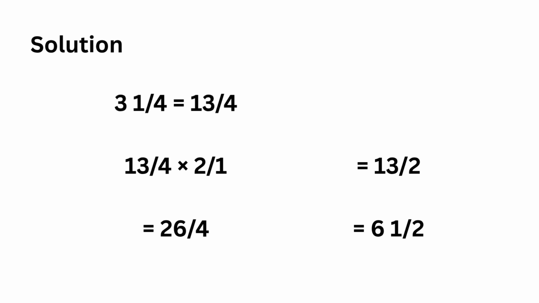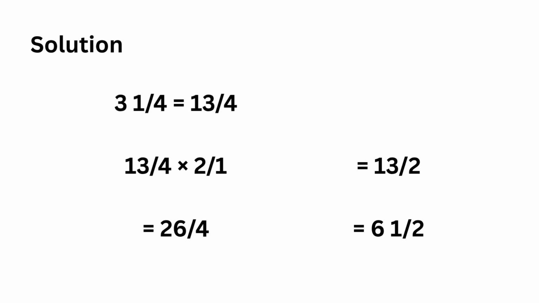That's top times top. 13 times 2 gives us 26. 4 times 1 gives us 4. So we have 26 over 4. So we divide through by 2. 26 divided by 2 gives us 13. 4 divided by 2 gives us 2. So we have 13 over 2.